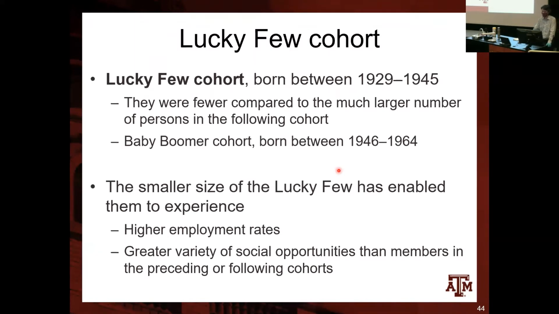The lucky few cohort were born between 1929 and 1945. That's the cohort that was born right after the Great Depression of the 1930s. Exactly because of all these economic challenges that people were facing, people started to have fewer children, more issues of finding jobs, so fertility declined. So they were fewer compared to the much larger number of persons in the following cohort.